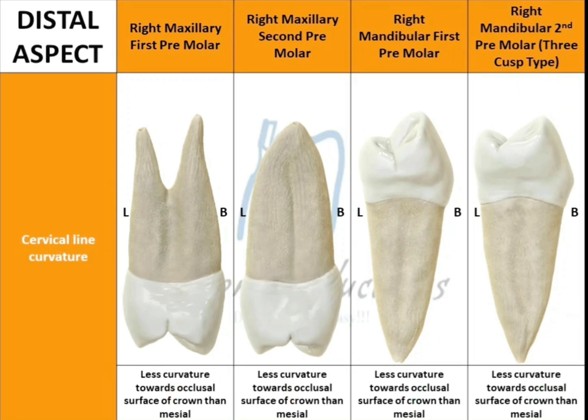On observing the cervical line curvature on the distal aspect, the cervical line curvature is towards the occlusal surface of the crown, similar to the mesial aspect, as marked by the arrows in the images below for both maxillary premolars and mandibular premolars. But the curvature of the cervical line is reduced on the distal aspect in comparison to the mesial aspect for both maxillary first premolars and mandibular second premolars.